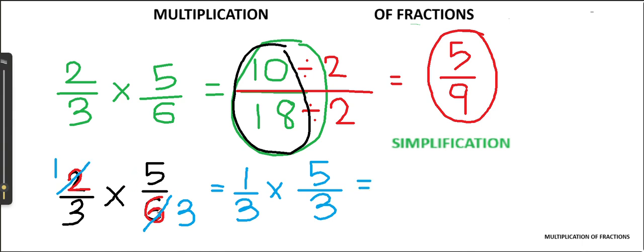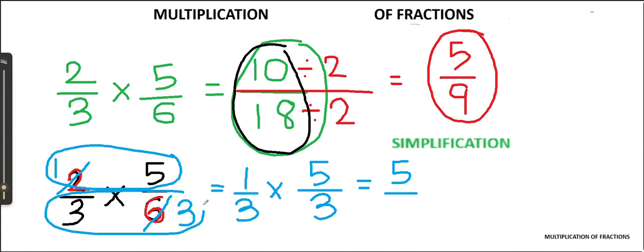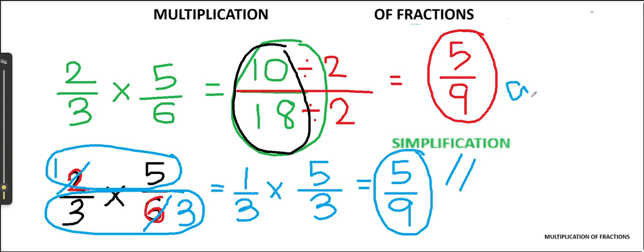I have 2 and 6, both of which are divisible by 2. So I got my new values as 1 and 3. Now I multiply these two numbers together for the numerators. I got 1 times 5, which is equal to 5. I got 3 times 3, which is equal to 9. And thereby I have the same answer. A and B both are the same, both are equal, right? So either you can simplify the answer after you have got the final one, or you can simplify it within the question itself.